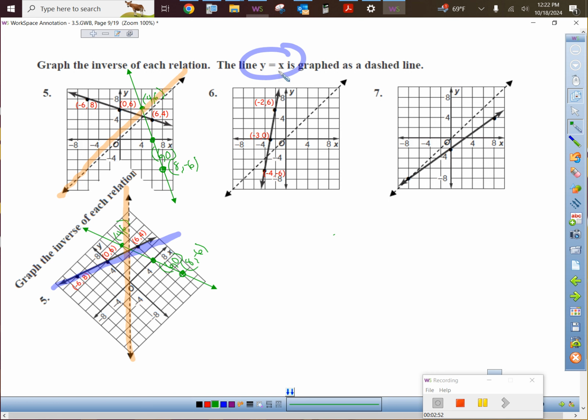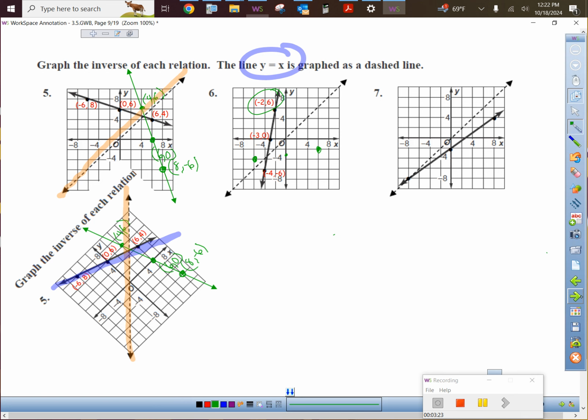So on this one right here, they gave me this black line already graphed. I found its ordered pairs. I'm just going to switch. -2, 6 becomes 6, -2, which is right here. -3, 0 goes to 0, -3. So it's halfway in between -2 and -3 right there. And then -4, -6 goes to -6, -4, which is right there.